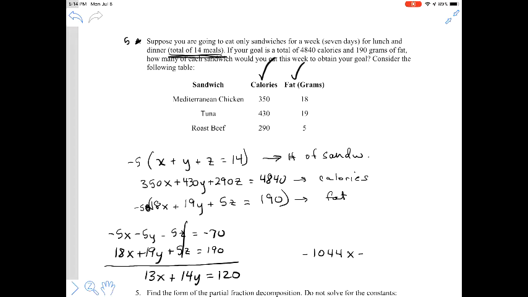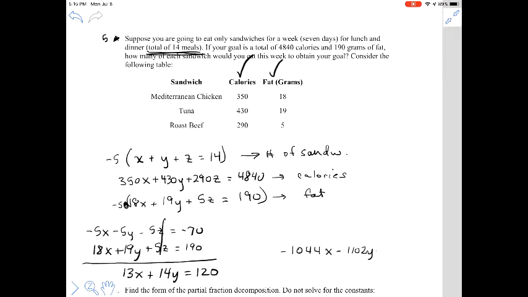And then that's going to be another minus 1,102y. Minus 290z. And then 190 times 58 is 11,020. So that's going to be negative 11,020.